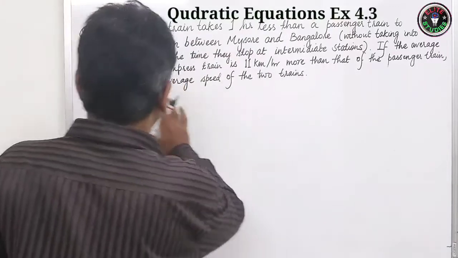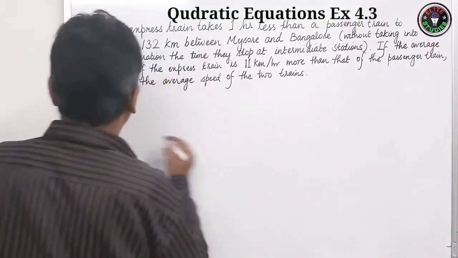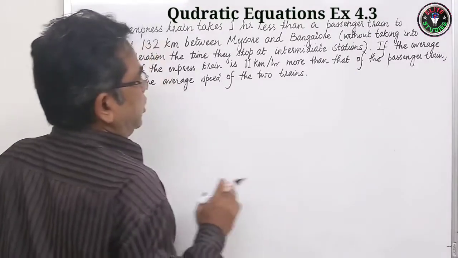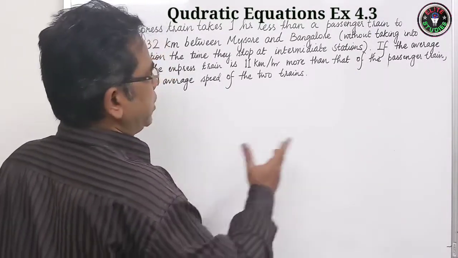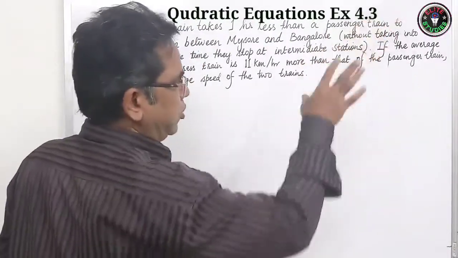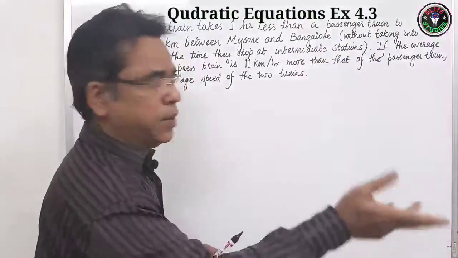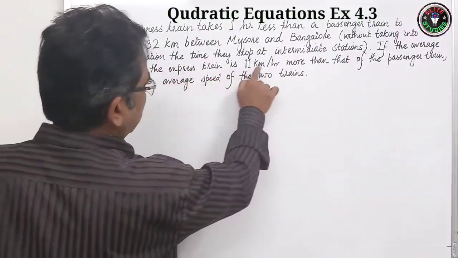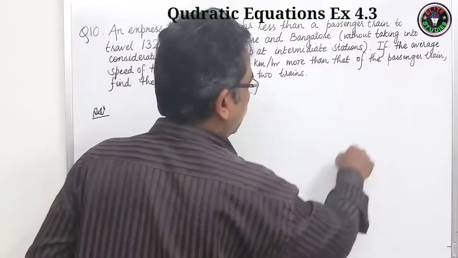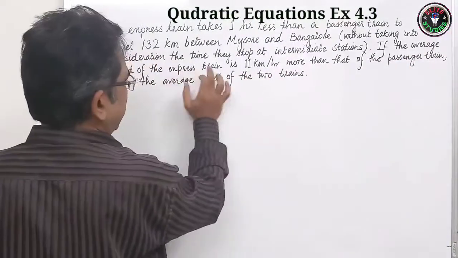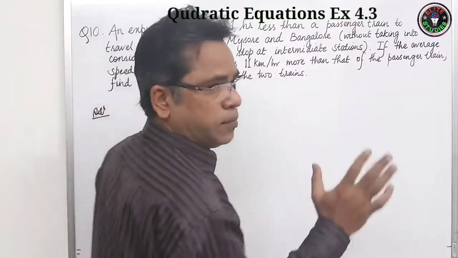Now what you have to find out? You have to find the average speed of the two trains. So, solution. Don't try to take the speed of the passenger train as x and the speed of the express train as y. No, don't jump to that. If the average speed of the express train is 11 more than that of the passenger train, then if you know the speed of the passenger train, you can easily know the speed of the express train by adding only 11 km per hour.